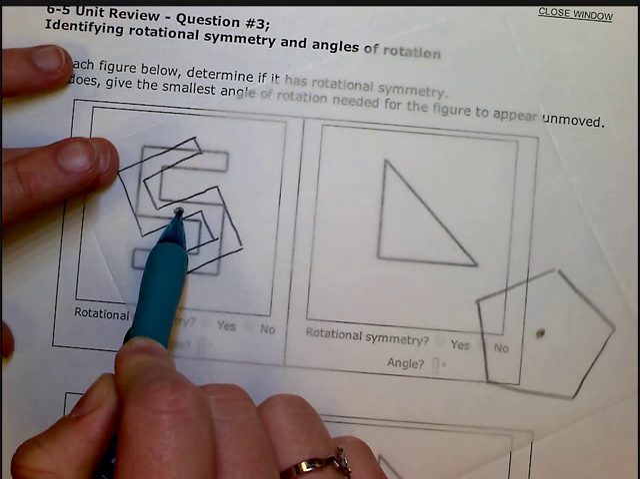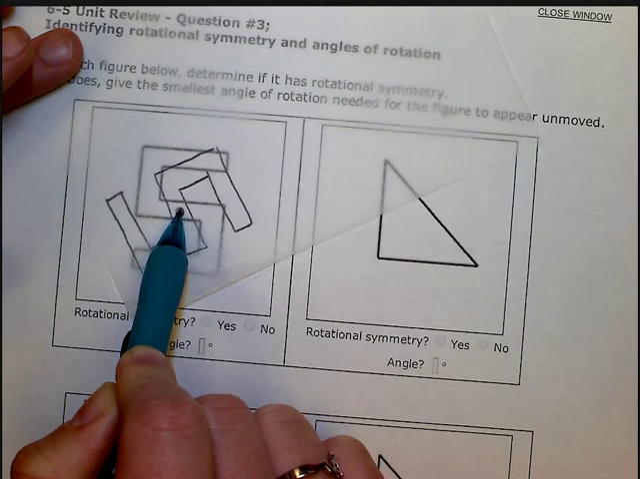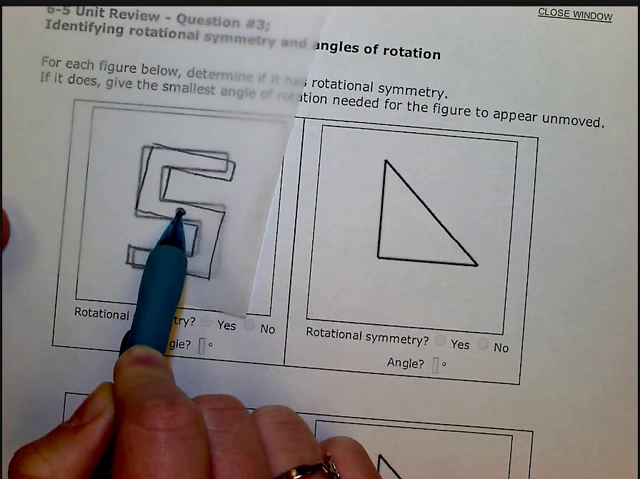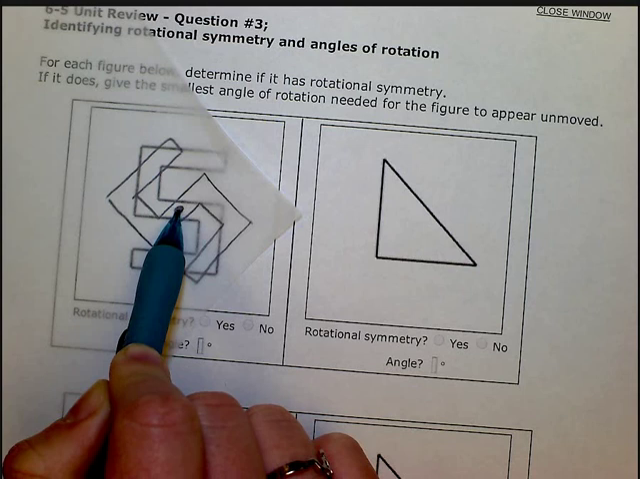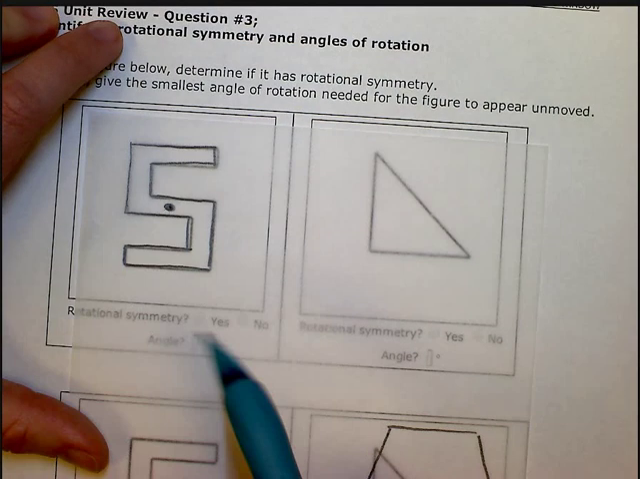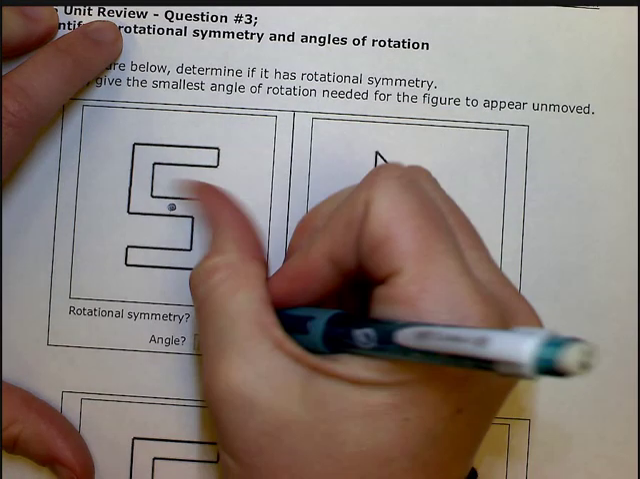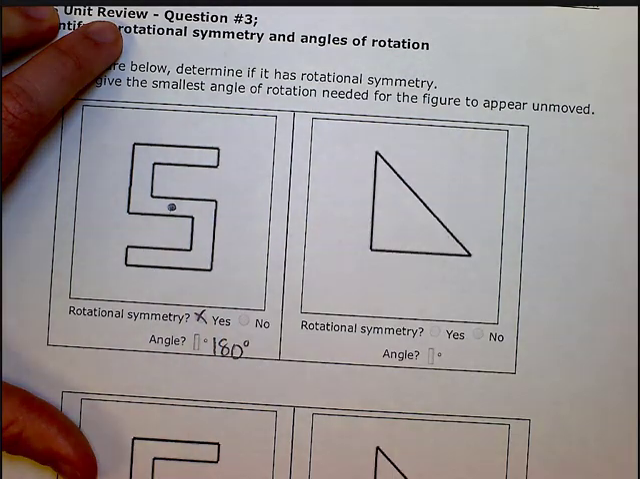So far, nothing, nothing, nothing. Nope, still not lining up. Boom. But I haven't gone all the way around yet. I could keep going, and that would be 360. So when I went halfway, it lined up. So this would have rotational symmetry, and the angle would be 180 because I know that's half of 360.